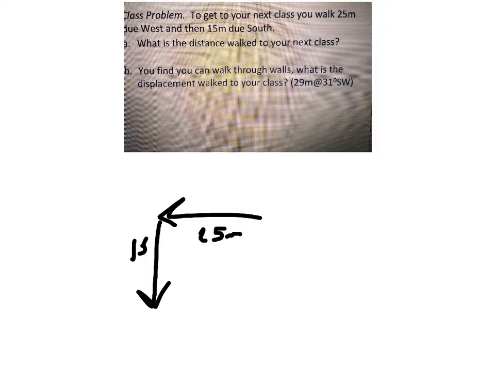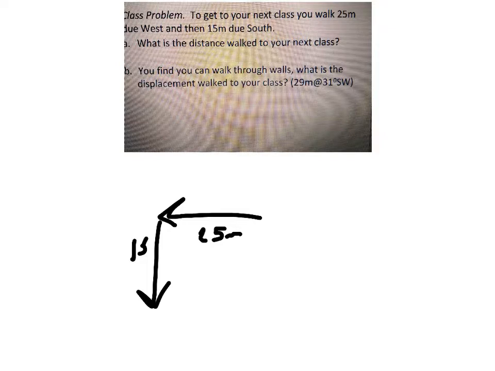For the first question, question A, what is the distance walked to your next class? Well, that would just be 25 plus 15. So you walked 40 meters. For question A, what distance have you walked? It would just be 25 plus 15, and that's your 40 meters.